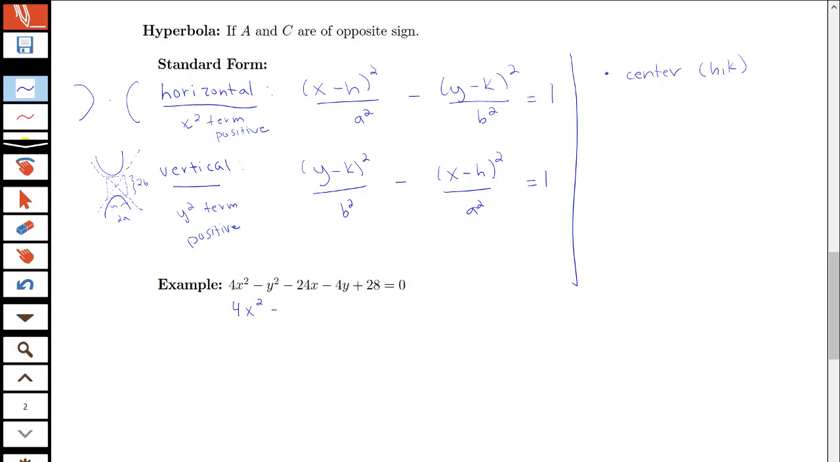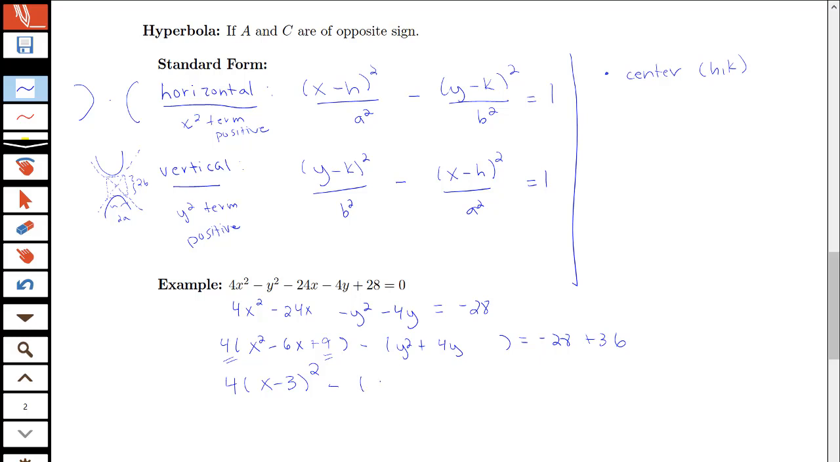So I'm going to collect my x terms together: 4x squared minus 24x minus y squared minus 4y. I'm going to move the constant 28 over to the other side, so I have equals negative 28. We'll factor out the constants here, so I have 4 times x squared minus 6x, minus y squared plus 4y. Okay, so when I do completing the square, I'm going to have x minus 3 squared, taking half of that middle term of 6. This would give me x squared minus 6x plus 9, so that means I'm adding 4 times 9, 36, to both sides here.